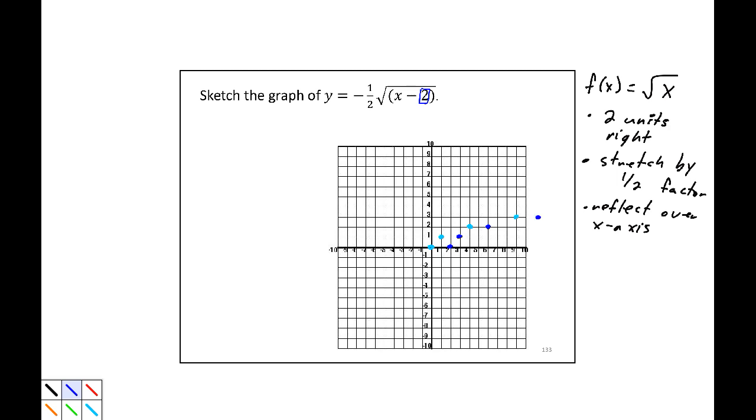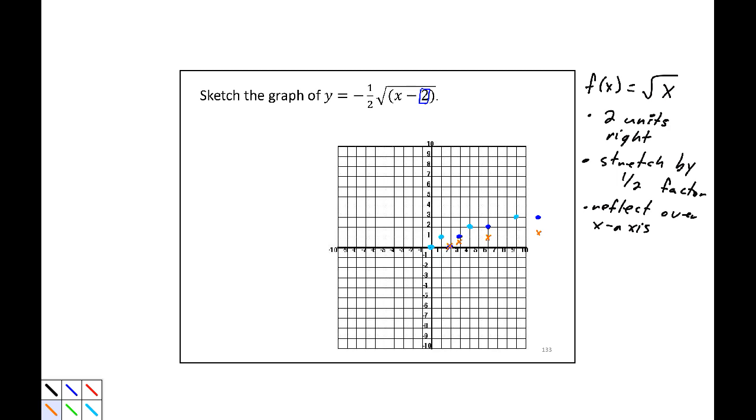So now I'm on dark blue. Now stretch by a 1/2 factor. So we're shrinking this function. These are going to be half as close to the x-axis. So 2, 0 is still there, but now we have 3, 0.5. The point 6, 2 becomes 6, 1. The point 11, 3 becomes 11, 1.5. And let's see, the 2, 0 stays where it is.